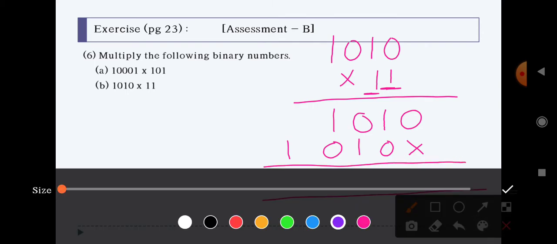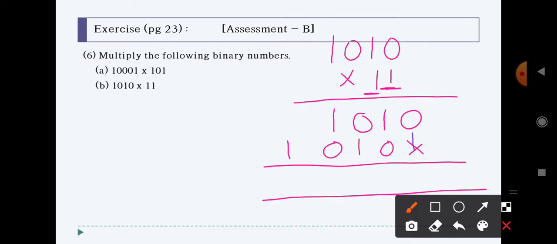Okay, now addition will give you what? Over here is 0, then 1 plus 0 is going to give you 1, this 0 plus 1 is going to give you 1, this 1 plus 0 will be 1, and this 1 over here as it is. So this is how you are going to do the multiplication. This is the answer for your B part.